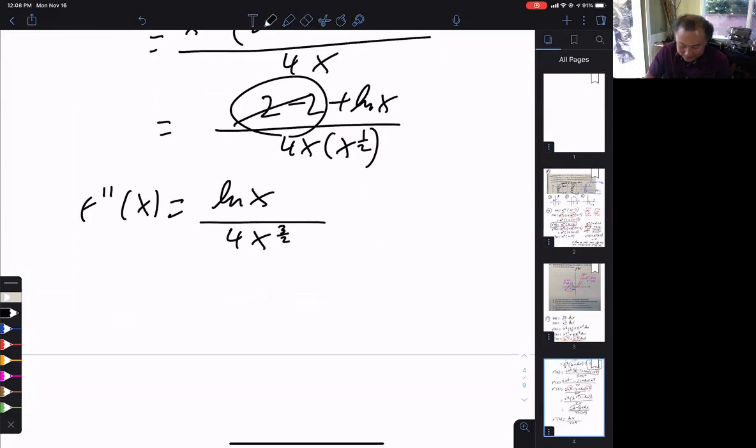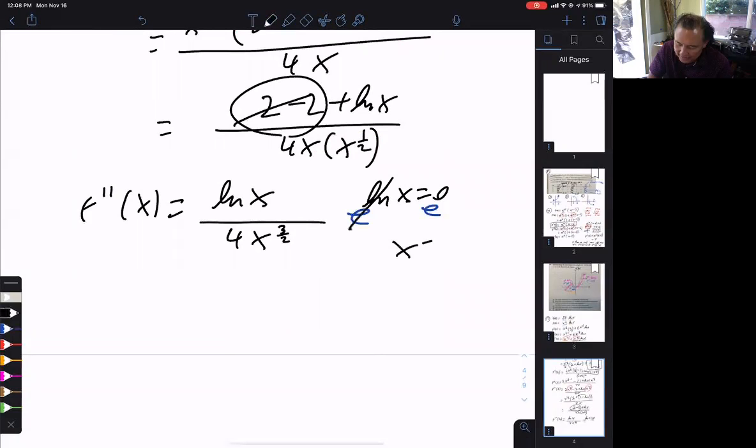Okay, I want to find where the second derivative is 0 or the second derivative does not exist. Where does it equal 0? When the numerator equals 0. I exponentiate both sides to get rid of the ln.